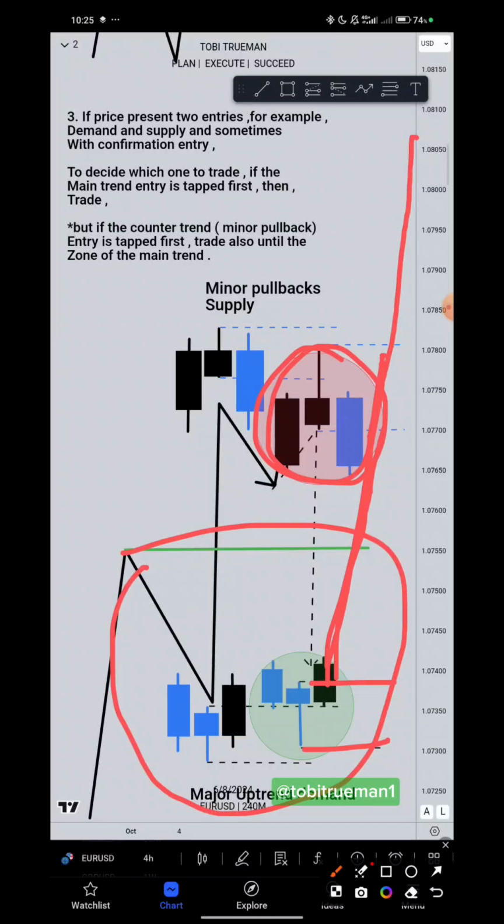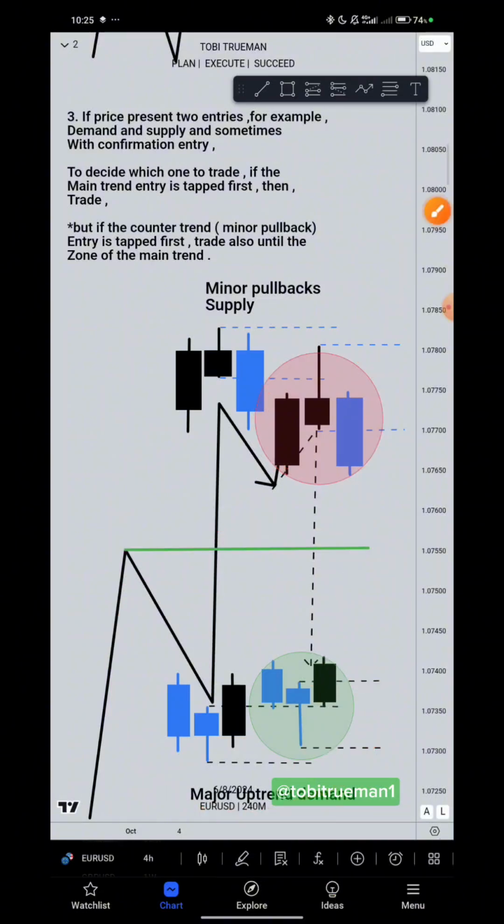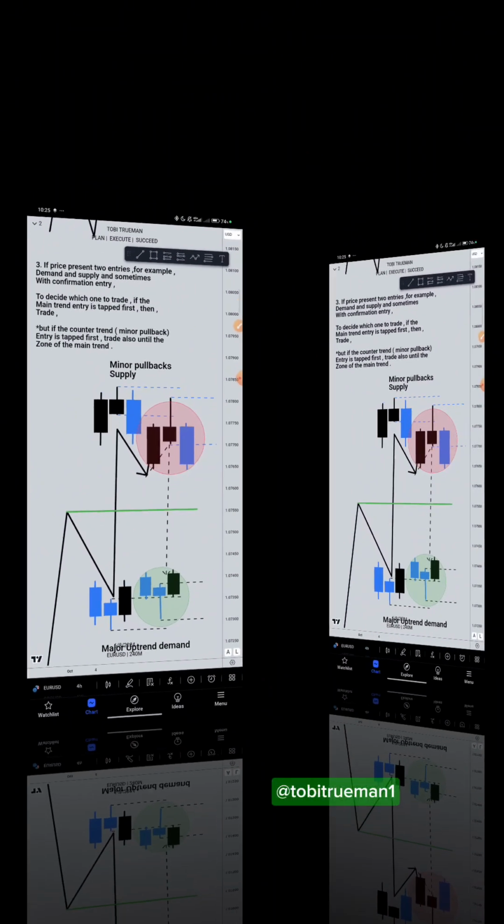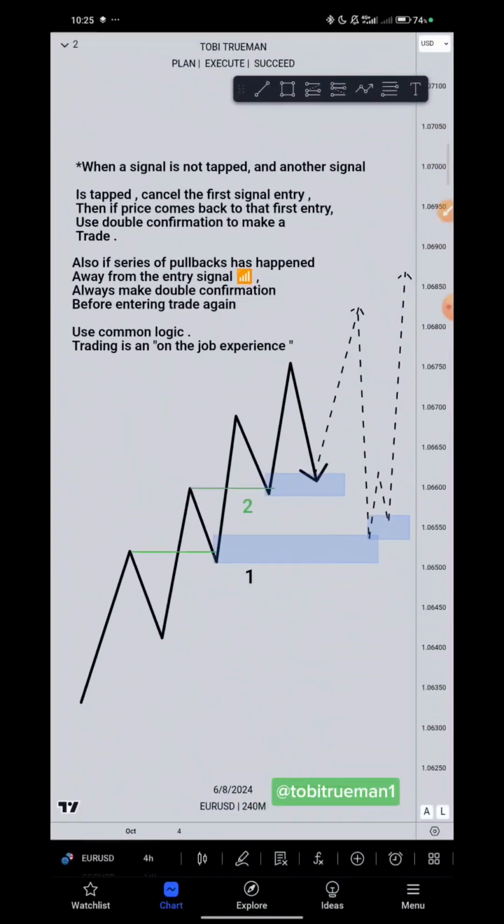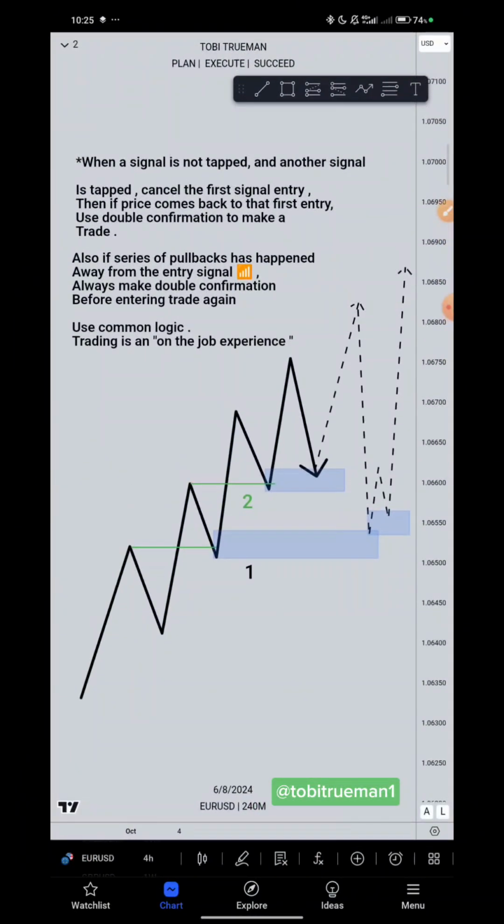That is why in that first example, I said always trade with the trend. All right? That is how you decide, because the market is very manipulative. It cannot give you everything on a platter of gold. All right?